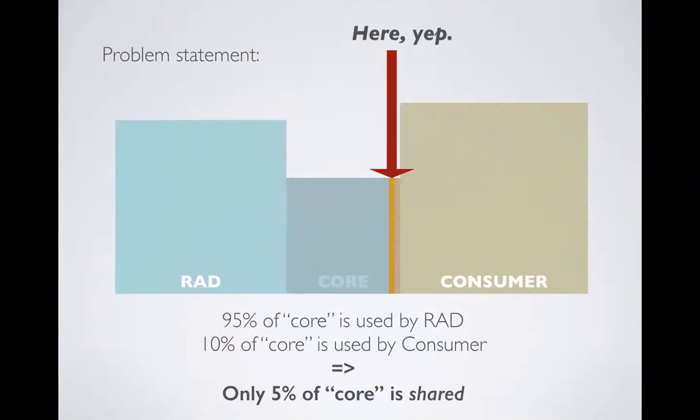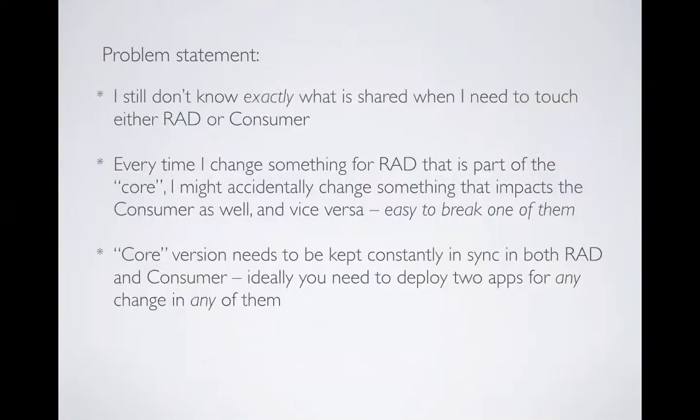Now, it could be fine, it's not a big deal. Maybe it does work the way it is, but we have a problem. Even if we have identified somehow the amount of shared code, we still don't know exactly what is shared. And the problem is when I need to touch either RAD or consumer, that means change them, maintain them, I don't really know what I'm touching. And that means I can break one of them easily.